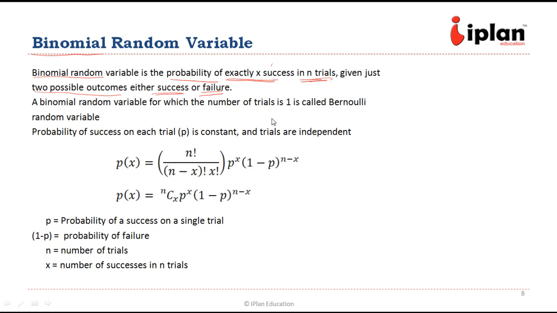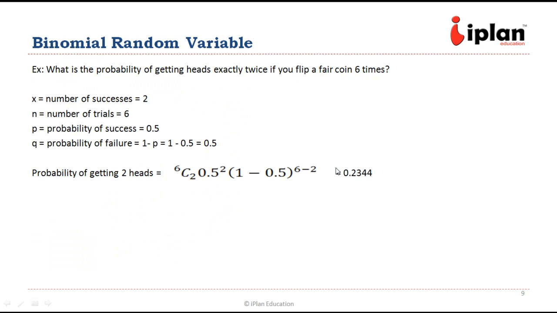So if we know that the probability of one success is p, then if there are n number of trials, then the probability of getting success x number of times will be defined by this formula. I'll take an example. What is the probability of getting heads exactly twice if we flip a coin 6 times? First of all, let us define the distribution.